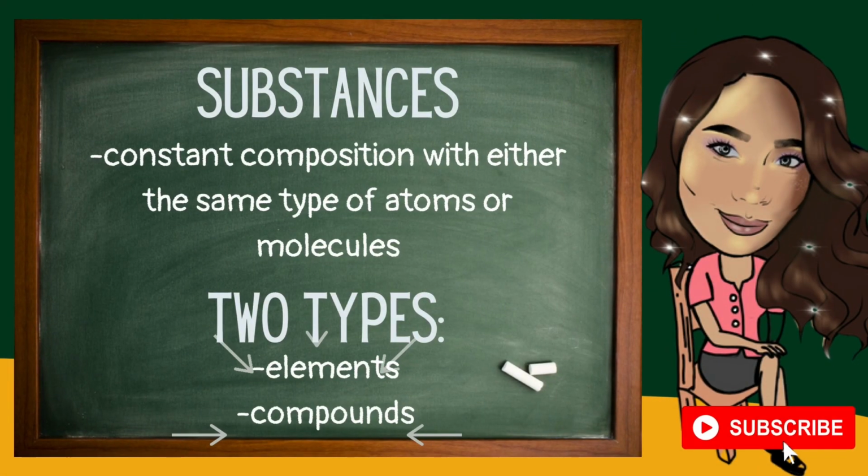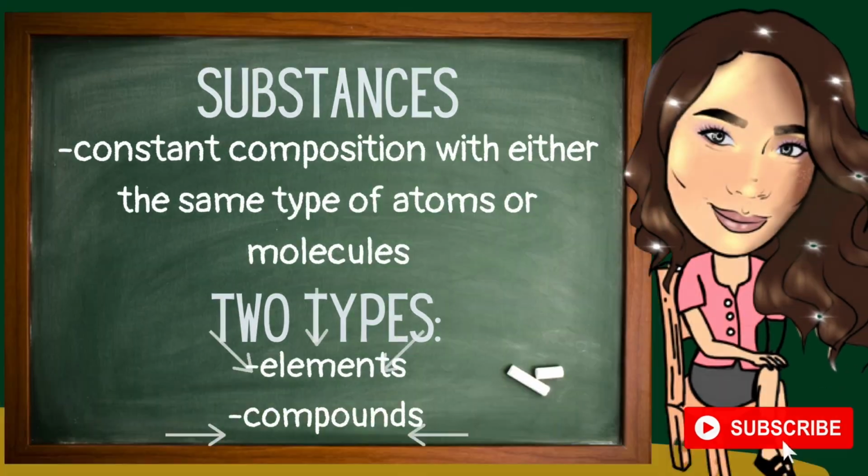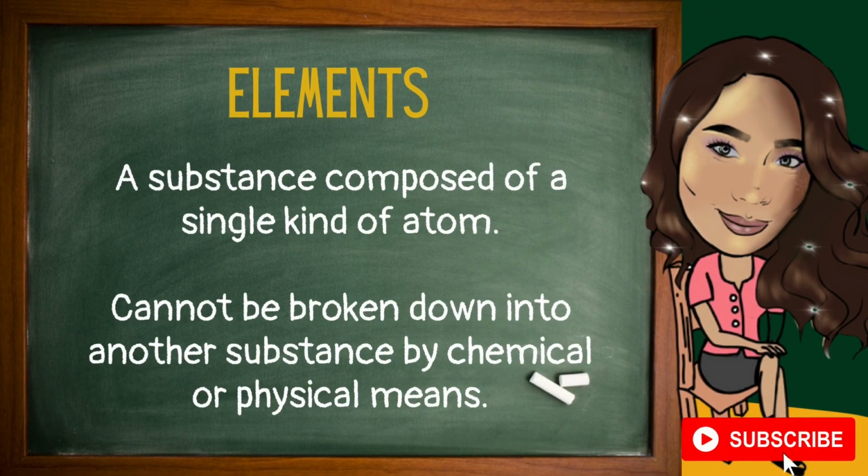And we also discussed different substances, which have constant composition with either the same type of atoms or molecules. So there are two types: elements and compounds. For today, we're going to discuss the elements, which is a substance composed of a single kind of atom. So it cannot be broken down into another substance by chemical or physical means.